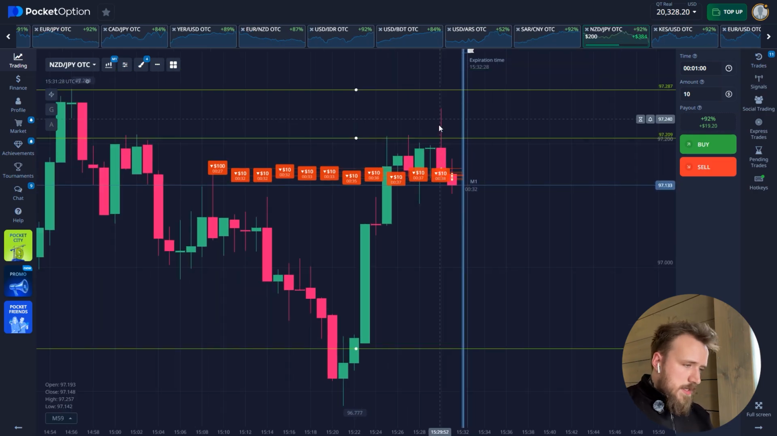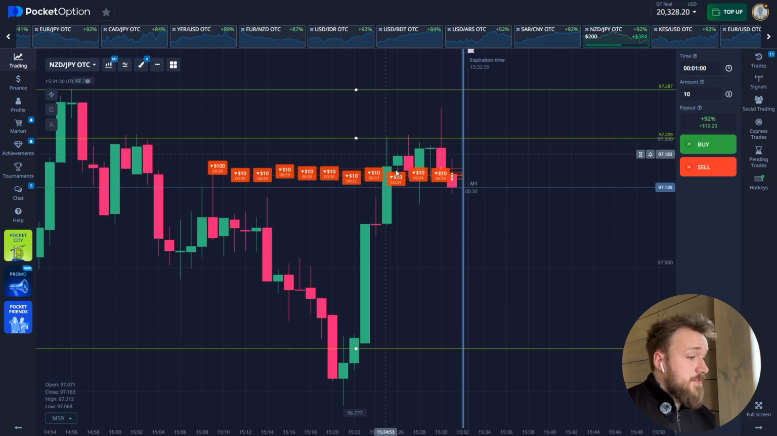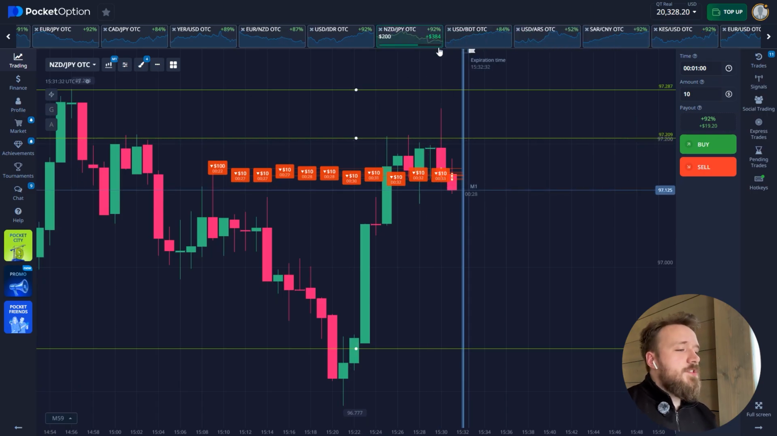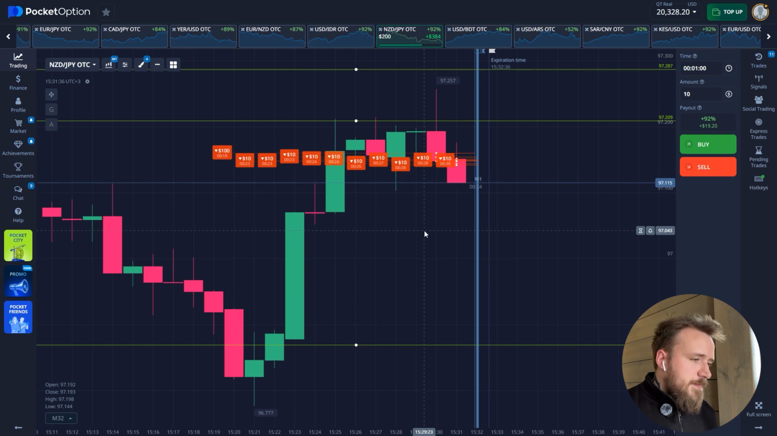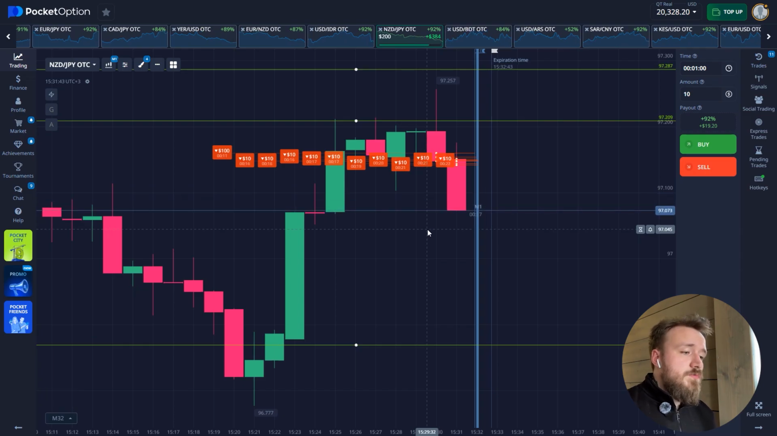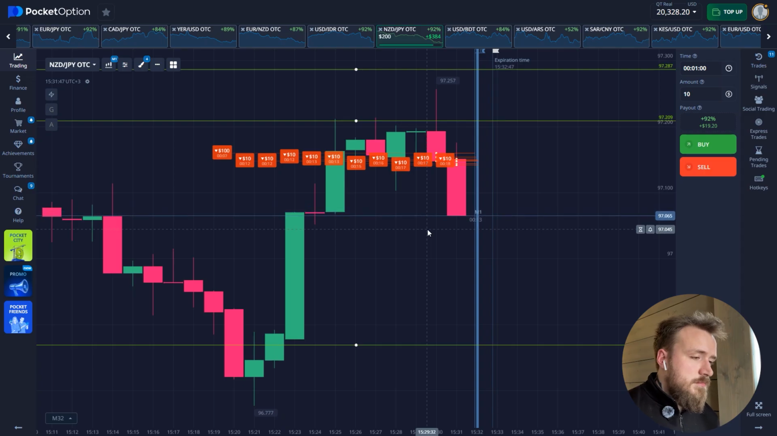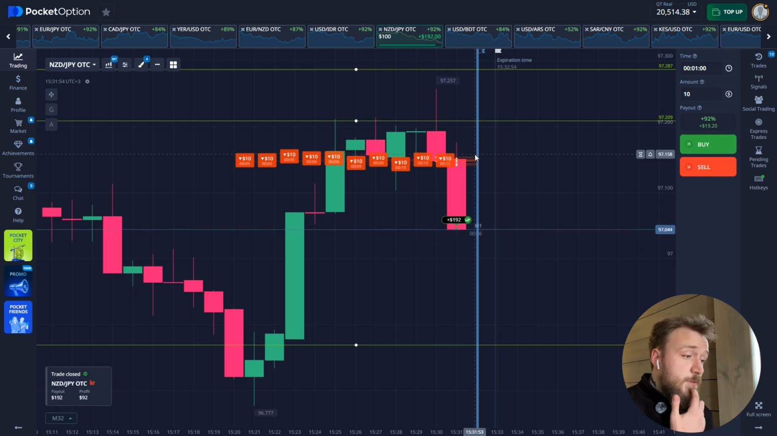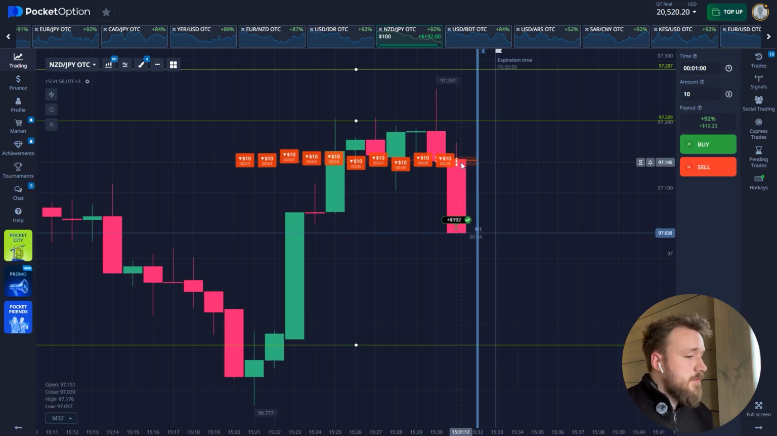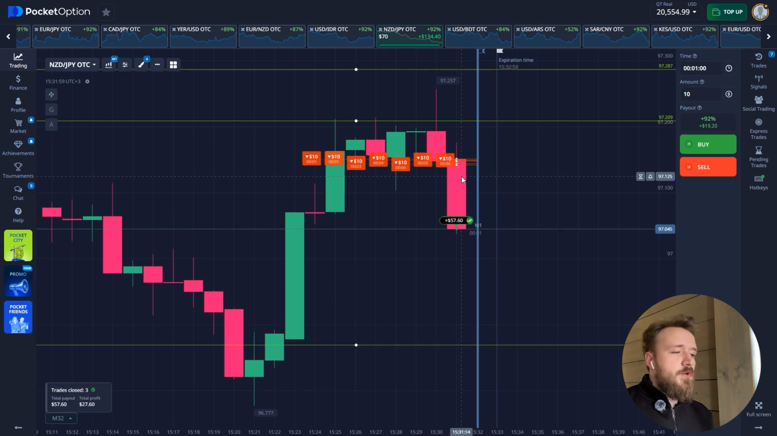We opened after the price already reversed from the resistance zone, and now we will watch how this movement continues. We're getting a very good downward move. And looks like we're doing good. All our trades, including those split ones, also close in profit.